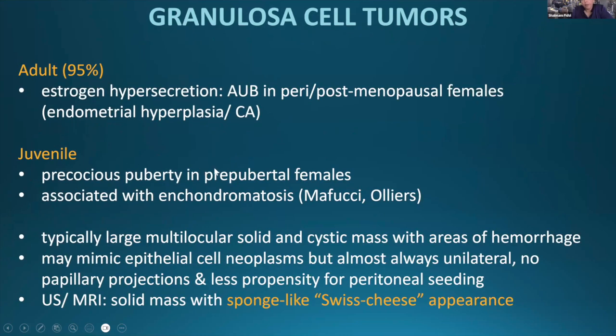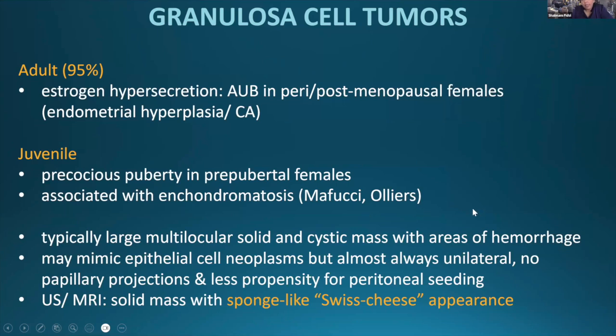Now, the vast majority of granulosa cell tumors occur in adults, about 95% of patients, and because they secrete estrogen, they present with abnormal uterine bleeding. So the patients are at increased risk for endometrial hyperplasia or cancer. A small subset occurs in prepubertal females, manifesting as precocious puberty, and they can also be seen with enchondromatosis, mainly Maffucci syndrome and Ollier syndrome.